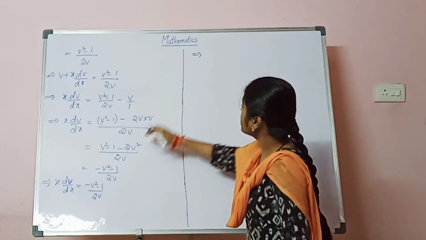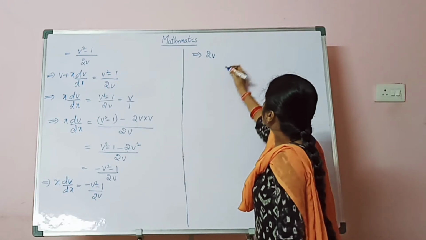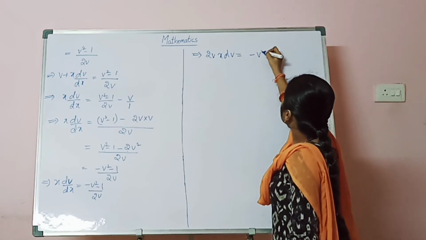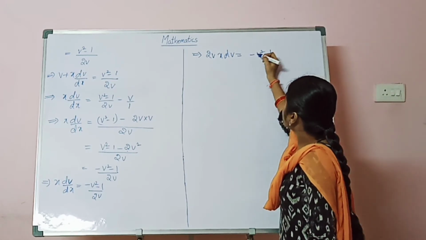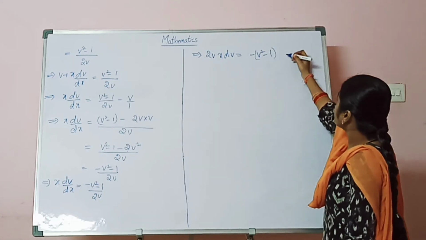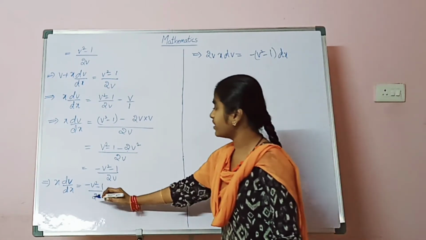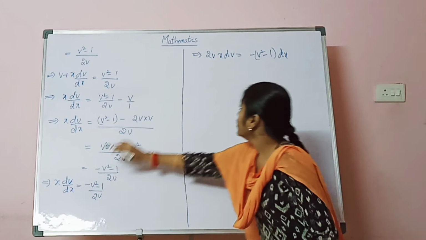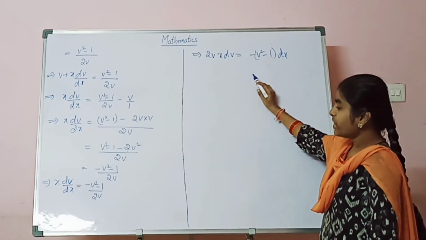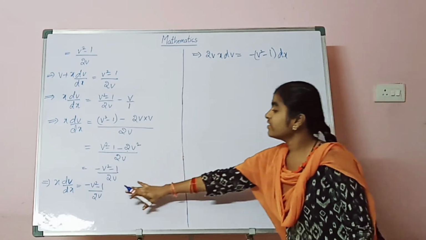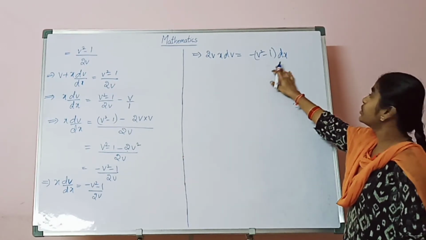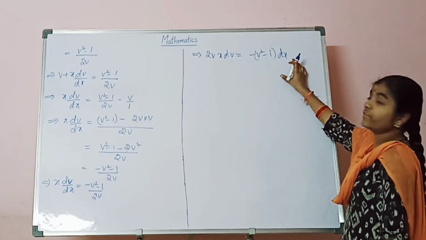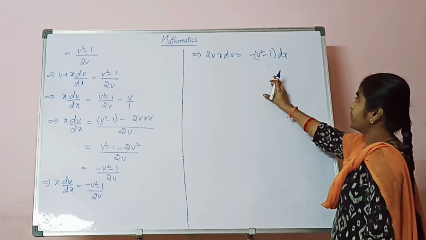That implies, now we should take this 2v this side. 2v into x dv equals minus v square minus 1, and this dx comes this side. Here we are doing cross multiplication. We are taking this 2v this side: 2v into x dv equals minus v square minus 1 as it is, and this dx will come this side. So now with this we have completed step 3. For step 4, what we have to do? We have to separate the variables.